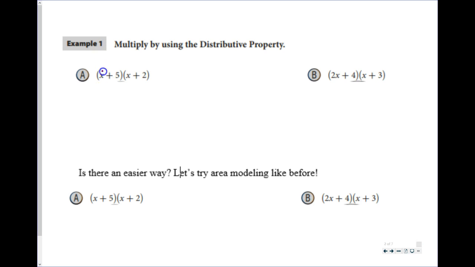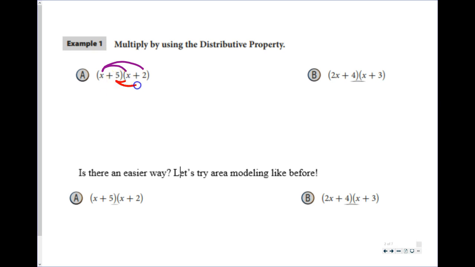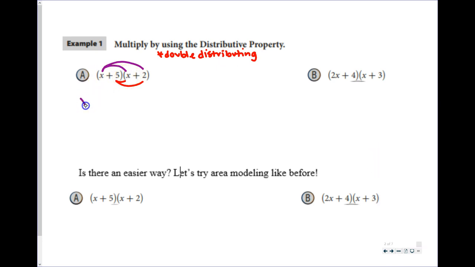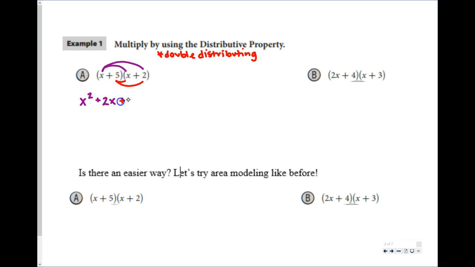So I have to distribute the x to the x, but I also have to distribute that x to that number there as well. And then I have to distribute the 5 to the x and the 5 to the 2. So we're basically double distributing. Now very carefully I'm going to do that math. x times x is x squared. x times 2 is 2x. So there's the first distribution. And then the second one is 5 times x, which is 5x, and 5 times 2, which is 10.